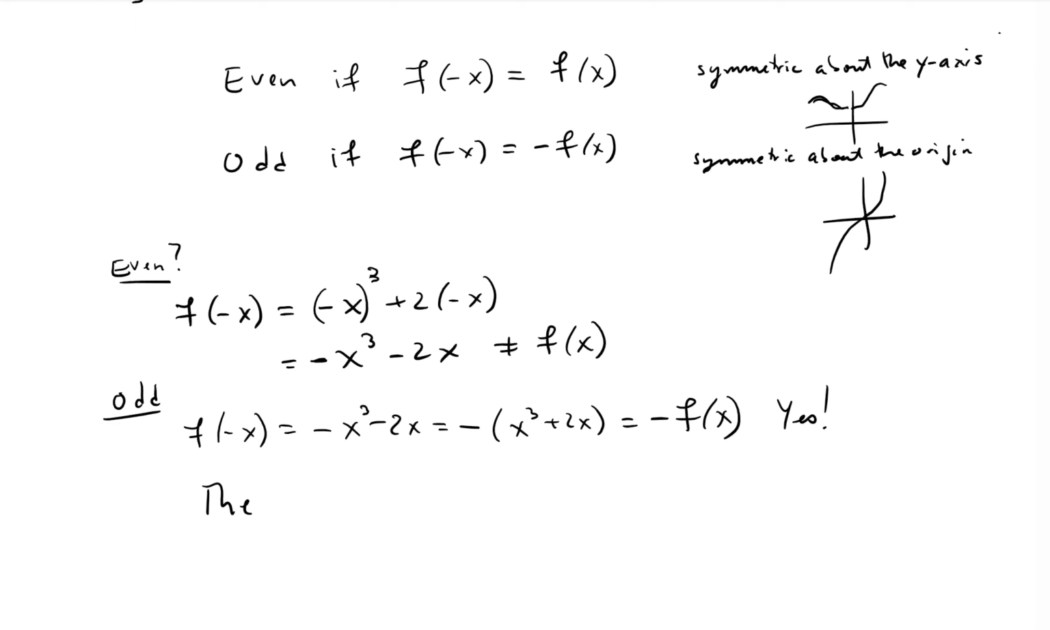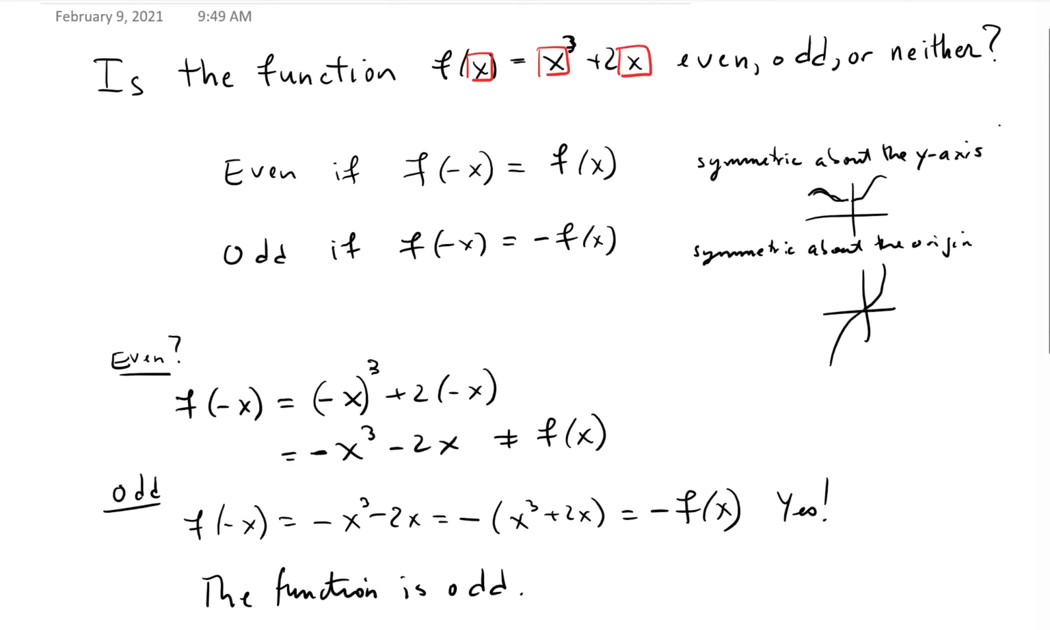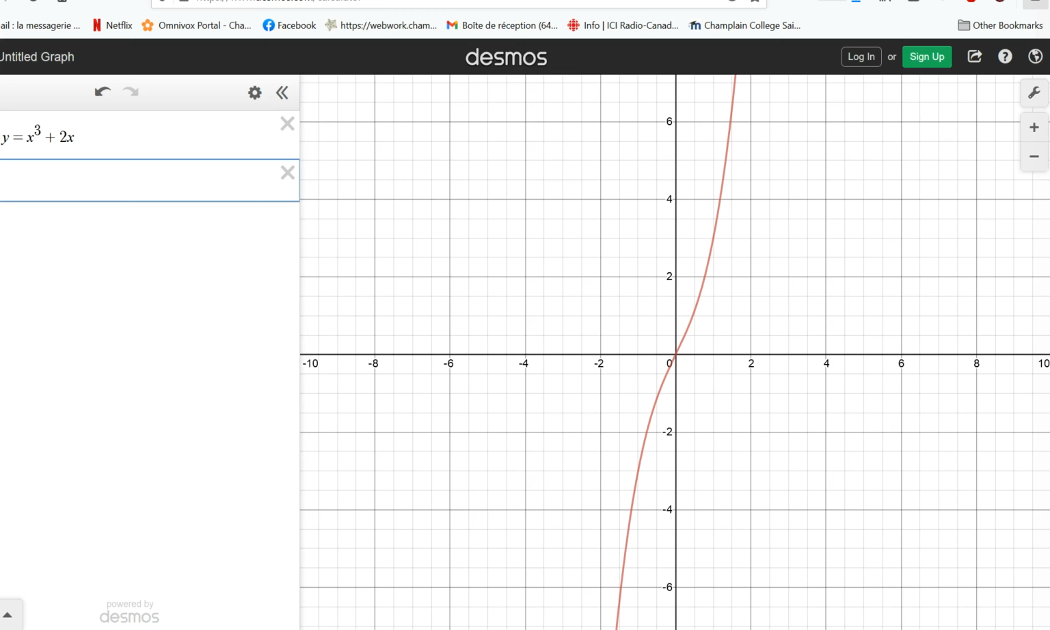So the function is odd. In fact, if we sketch the graph of the function, the curve would be symmetric about the origin. So this is the graph that I sketched using Desmos. You can see that any point on the curve, if you reflect it across the origin, you'll find a similar point on the curve on the other side of the y-axis.